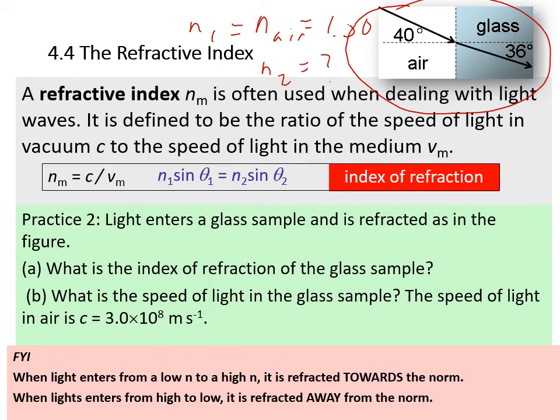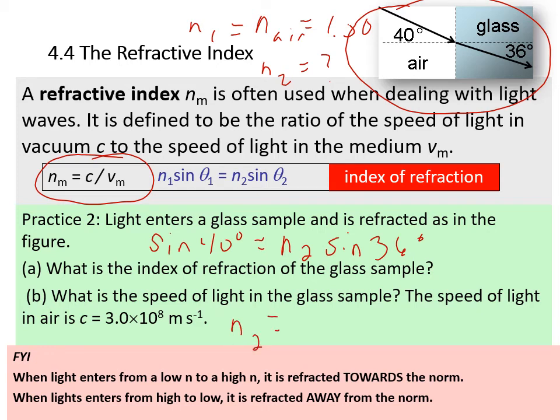So we will plug the values into the equation. N1 is 1, sine 40 degrees equals our unknown N2, sine 36 degrees. If your calculator is in degree mode, you should be able to solve for this. And then once you solve for N2, what is the speed of light in the glass sample? The speed of light in air is 3e8 meters per second. So then you'll use this equation right here. N sub 2, in this case, equals the speed of light divided by V sub n, and solve for V sub n.